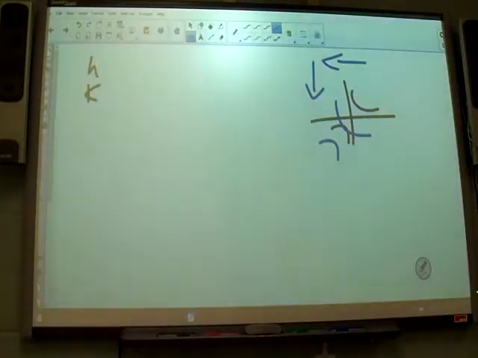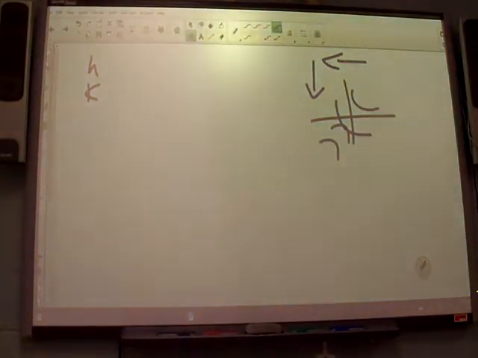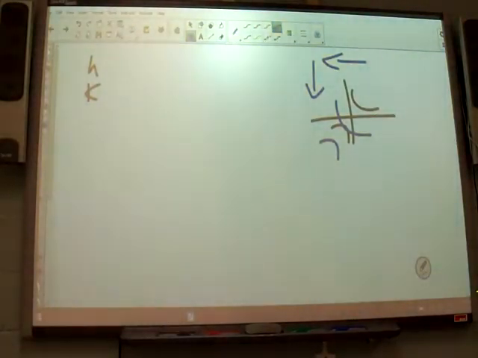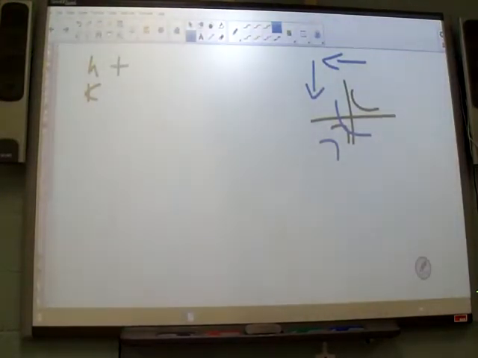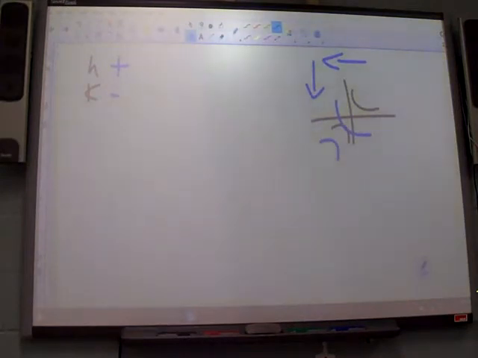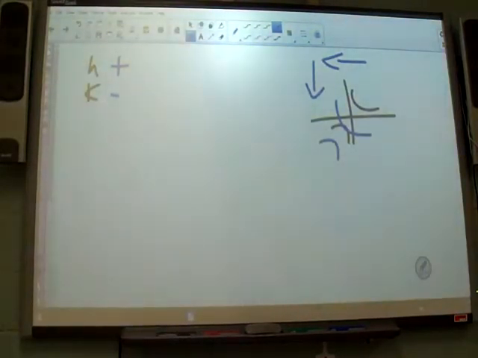Wouldn't you agree? Wait, so they'll always be in the same spot? Those two parent function lines? Yes. Okay, so left normally means negative, but H goes the opposite way of the sign, so this would have to have a positive H. K goes down, so K is negative. So that's all I put on number 5.